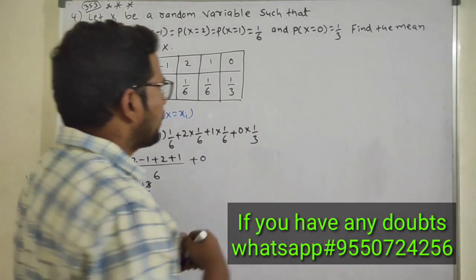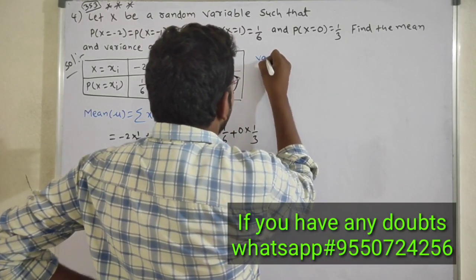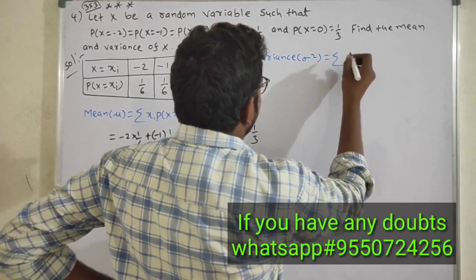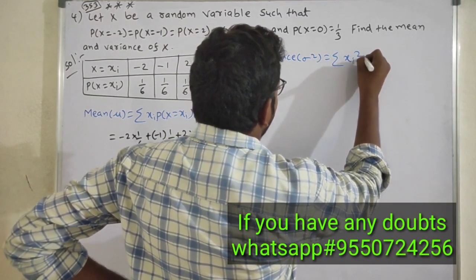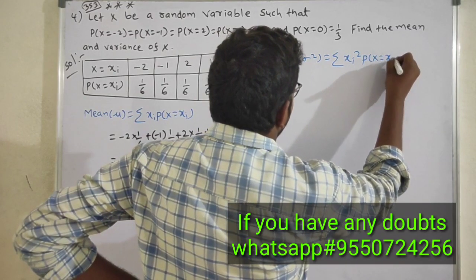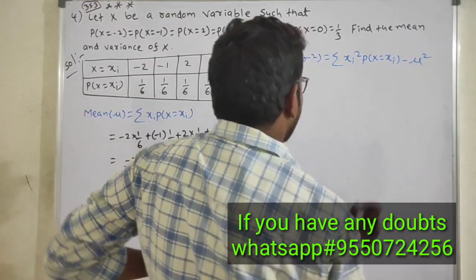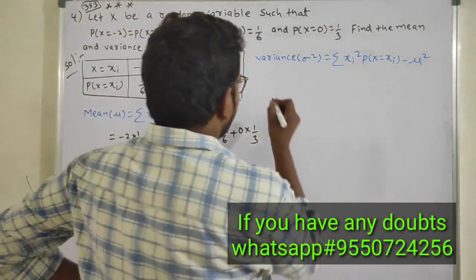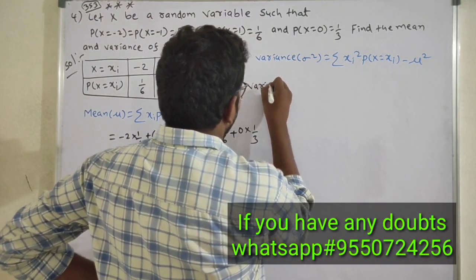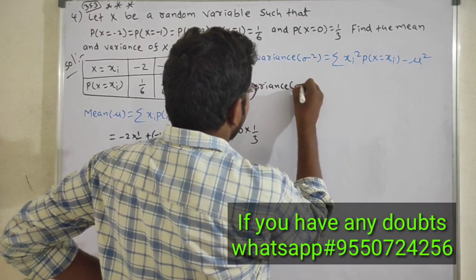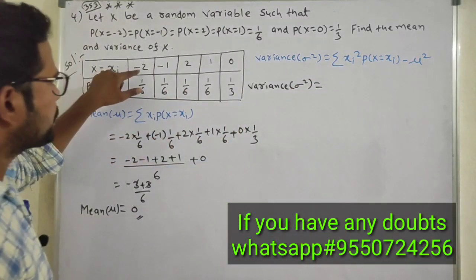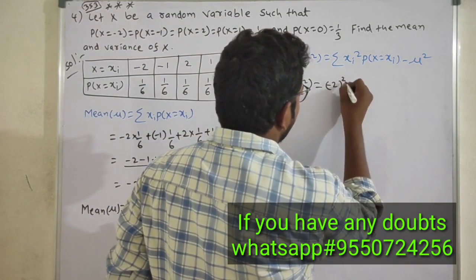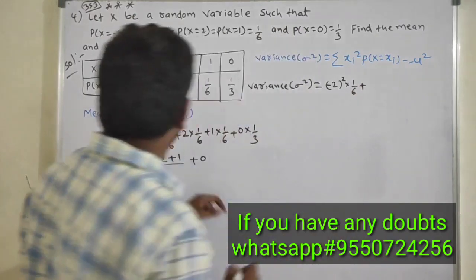What is the variance formula? Variance sigma square is equal to summation of xi square into P of X equals xi, minus mu square. Now substitute the values. What is the first outcome? Xi value minus 2. So variance sigma square is equal to minus 2 square into 1 by 6, probability of minus 2, plus next outcome minus 1.